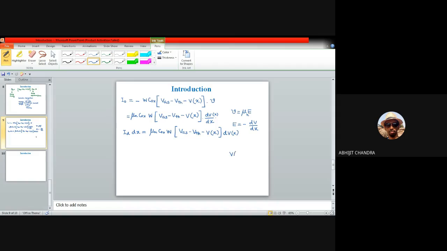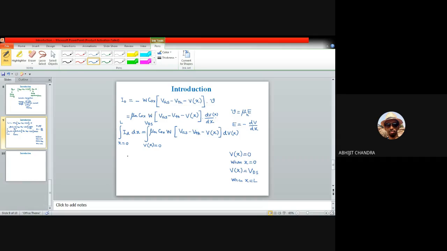Now already we know that v of x will be equal to 0 when x equal to 0, and v of x equal to Vds when x equal to L, that is at the drain end. So to find out the expression for the current, I can have an integration. Here x is the variable, so the integration is from x equal to 0 to x equal to L, and here the variable is Vx, where I can write this Vx to be from 0 to Vds.